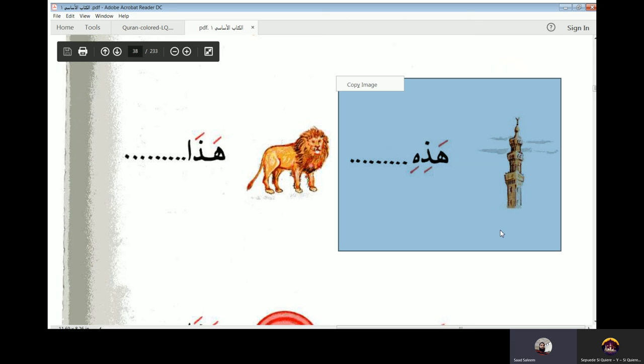Hadhihi mi'dhanah. I didn't get to write that one down yet. This is a minaret. Oh wait, I don't have my screen, hold on. Minaret. Yeah, I see it now. My screen went tiny. Oh, this happened before. How to fix it? Yes, there we go. I got it back. Yes, minaret.